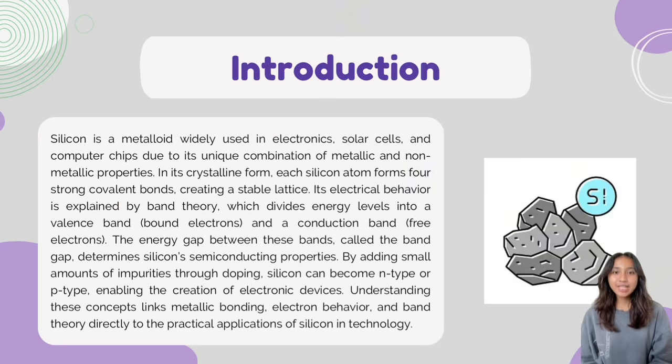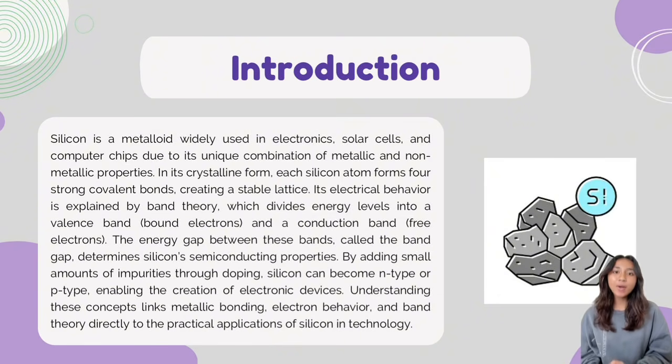Silicon is a unique metalloid that sits at the center of modern technology, powering everything from solar cells to the computer chips in our pockets. Its versatility comes from a blend of metallic and non-metallic properties in its crystalline form. Each silicon atom is locked into a stable lattice through 4 strong covalent bonds.